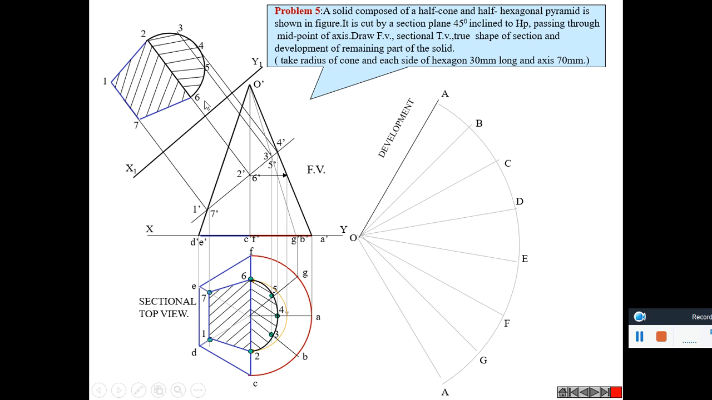As done in previous case, the true shape of the sectioned portion is drawn here. O dash 4 dash is the true length, which we get in OA. In OA we get this length, and for B, C, D and other lines, the true length can be obtained by projecting it to right side. These are marked.